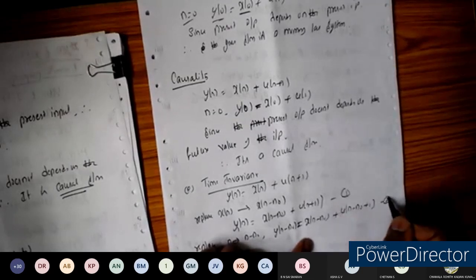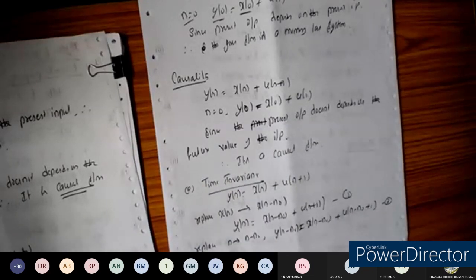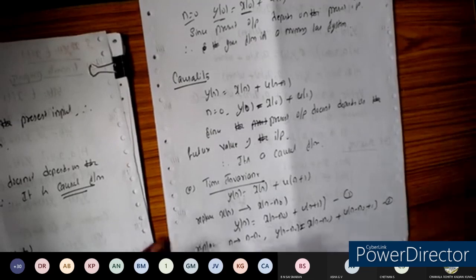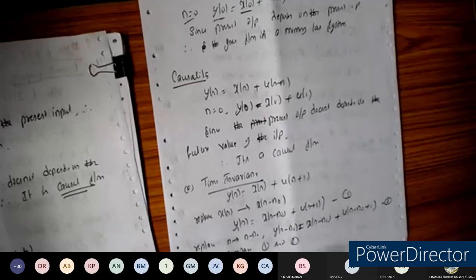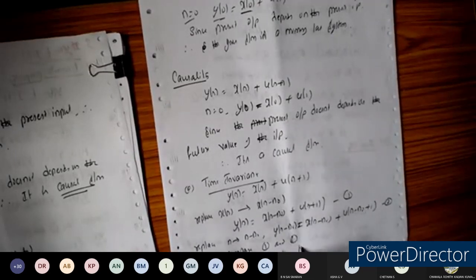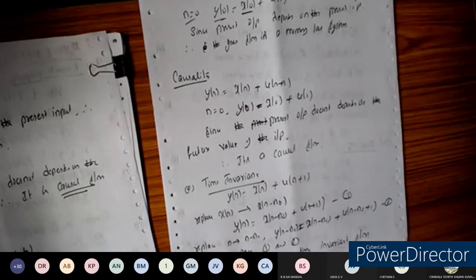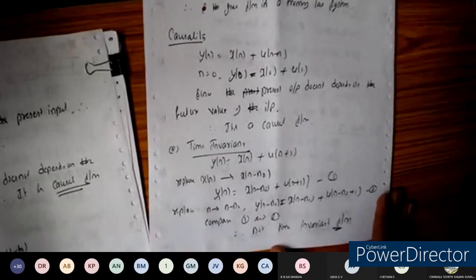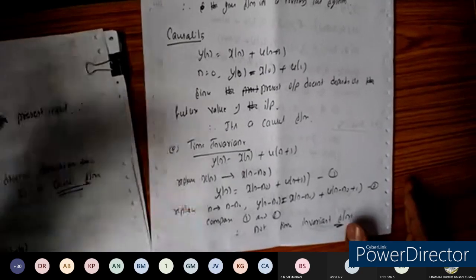Call this equation number 1 and this equation number 2. Compare equations 1 and 2. The given system is not a time invariant system. Done. Any doubts in this one?